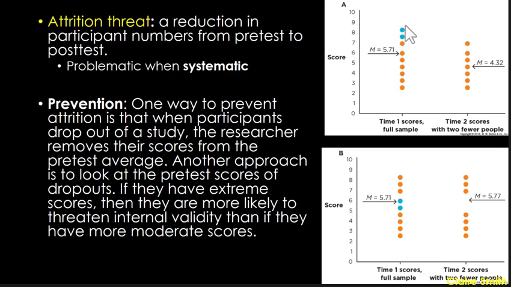So the attrition threat is really only a problem if it's systematic in such a way that it's extreme scores that are being removed. If we were to remove the two middle scores, for example, these guys here, again, we're starting at a mean of 5.7. Our post-test score would still be 5.77, change a little bit, but removing middle scores isn't going to necessarily affect our mean at all. So it's really important for attrition threats to look at who's dropping out and look at their pretest scores to determine if it's going to be a threat to the internal validity or not. Okay.